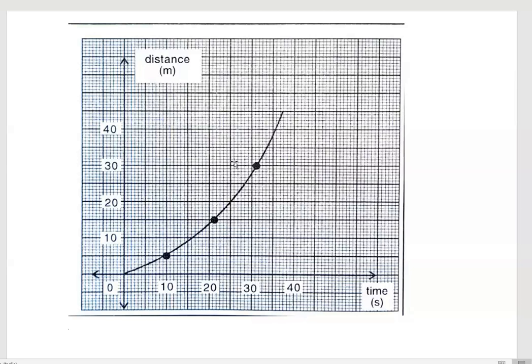Now, by joining these points, we get a parabolic curve. And this shows that an object is making uniform accelerated motion. Remember, the graph showing a straight line is of uniform motion, and this graph is showing uniform accelerated motion. So this is the difference between uniform motion graph and uniform accelerated motion graph.